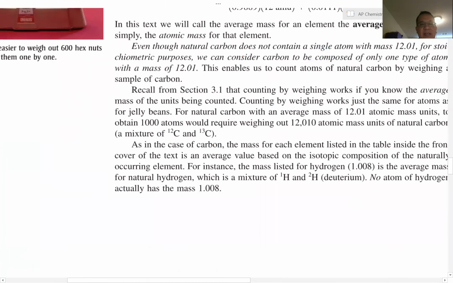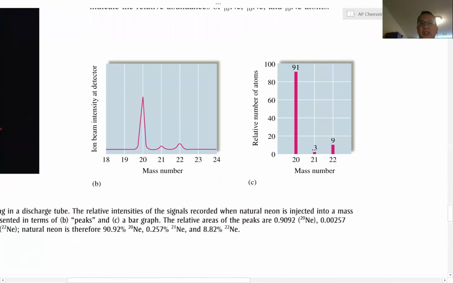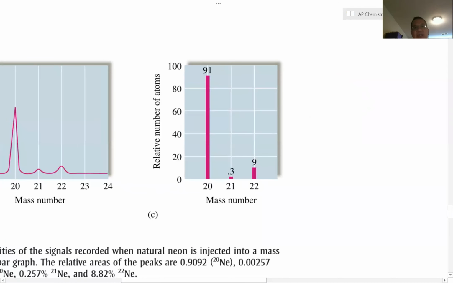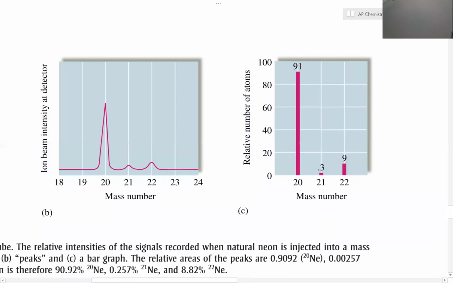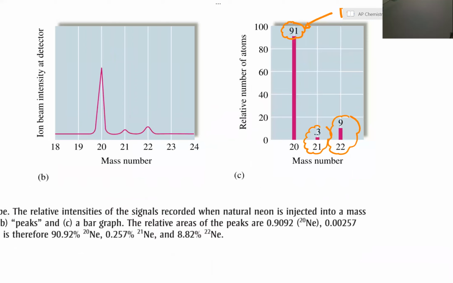And what happens is, hopefully we scroll down here, what you get is you get some relative peaks. In this case, you'll get a graph. And in this particular graph, you see that majority of the particles have a mass of 20. The rest of these, right here, these would be considered the isotopes. Okay, and this is how you're able to get the numbers.